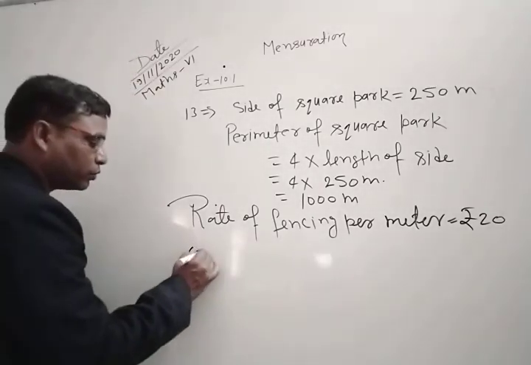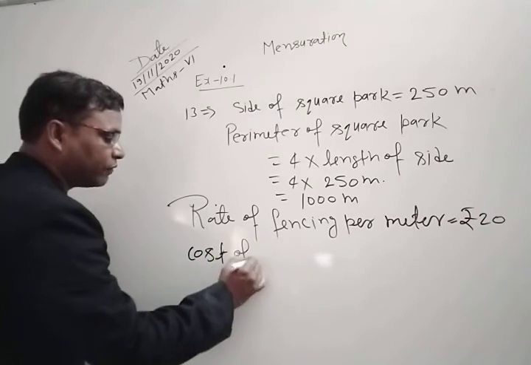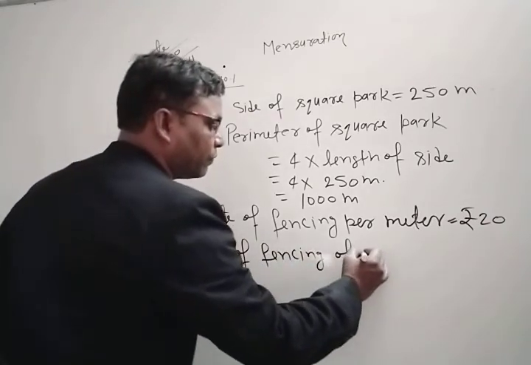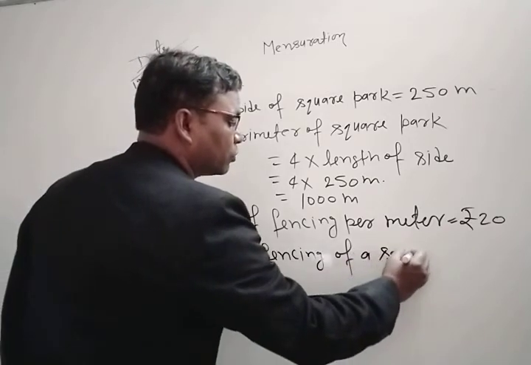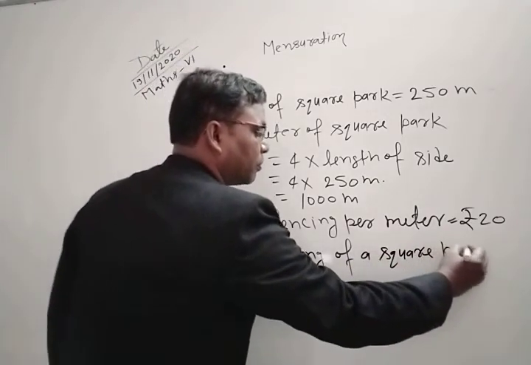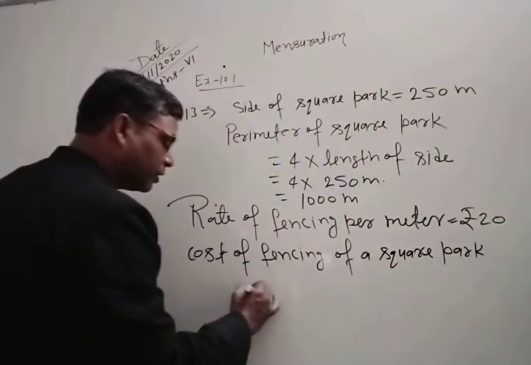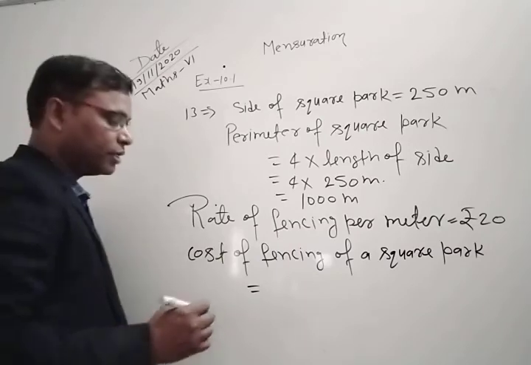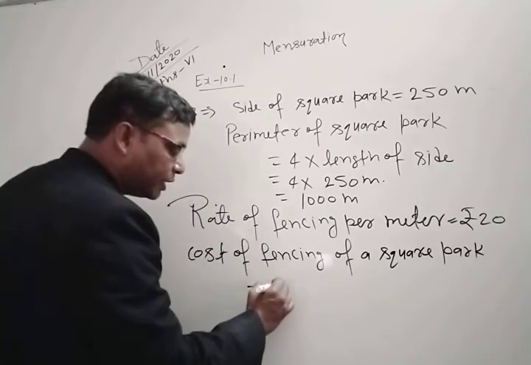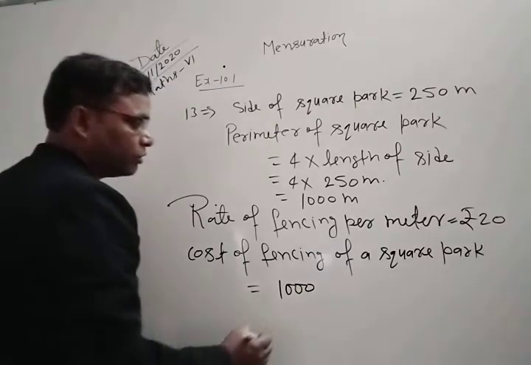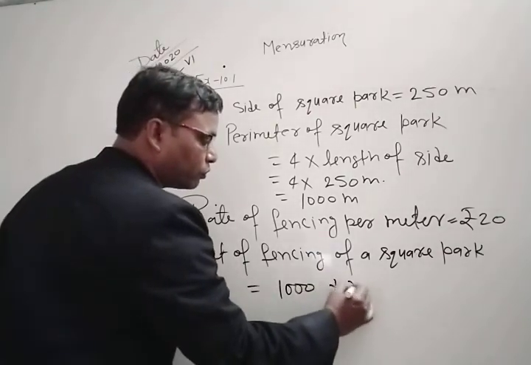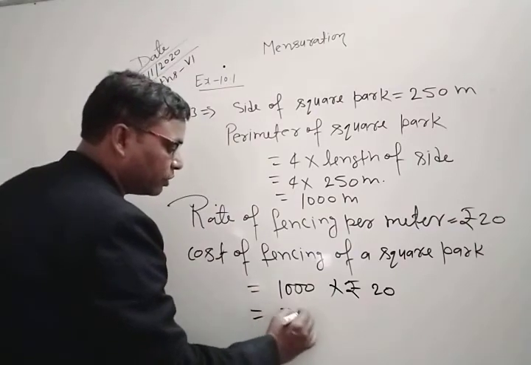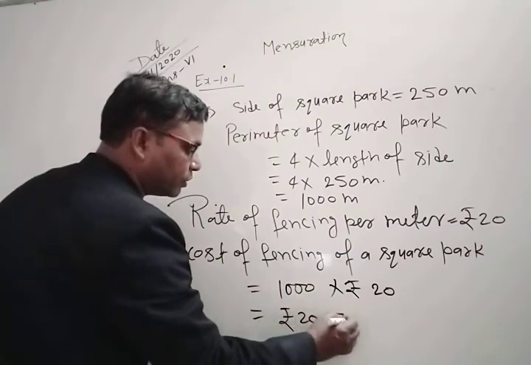Okay. So write here cost of fencing of the square park. This is equal to the perimeter of the square park into rate. What is the perimeter? Perimeter is given here, 1,000 into rupees what? Rupees 20. This is equal to what? This is equal to rupees 20,000.